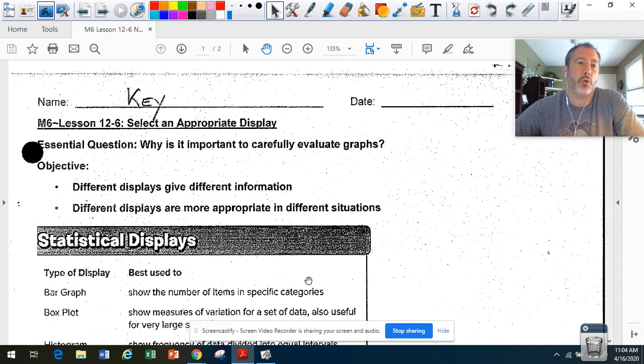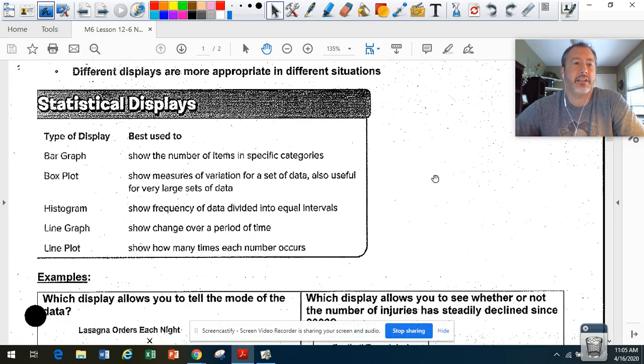Today, what we're going to be dealing with in chapter 12, lesson 6, is selecting an appropriate display. Okay, so we're going to be looking at graphs. What type of graphs do we use for what type of data that we may encounter here? So if we look at the types of displays that we have, which are called our statistical displays, we have 5 basic types here. Now, there are more than this, but these are the 5 basic types that we're going to be working with here.